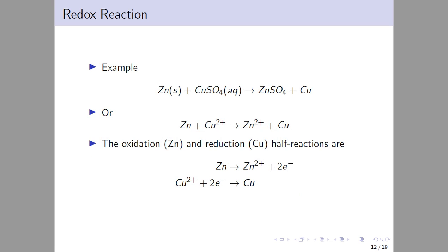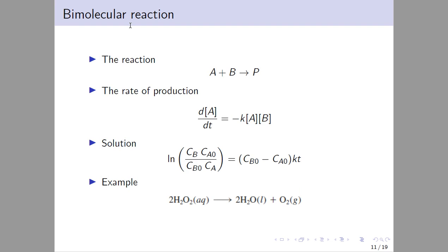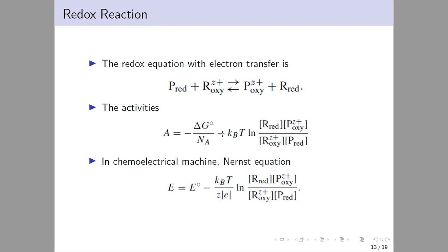So solving this, we are going to get this activity A: delta G naught over Na minus kBT ln of the concentration of R reduction, P oxidation, and the concentration of R and P reduction. We can also change this into this energy. These are the initial energy, and these are the current energy, depending on the concentration of this ion. So we can measure this ion and the concentration of this ion.